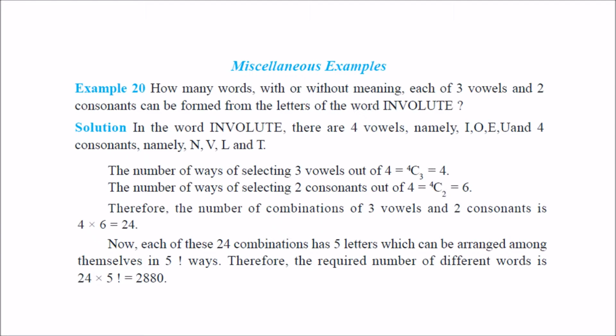In permutation and combination, we are looking at the miscellaneous examples now. So we have a word called involute. The question is how many words, with or without meaning, each with three vowels and two consonants. We are aware that the vowels are A, E, I, O, U. So let us see how many vowels are in involute.